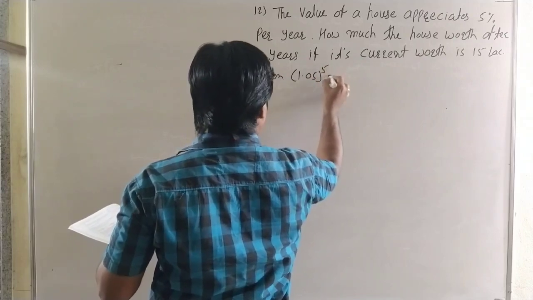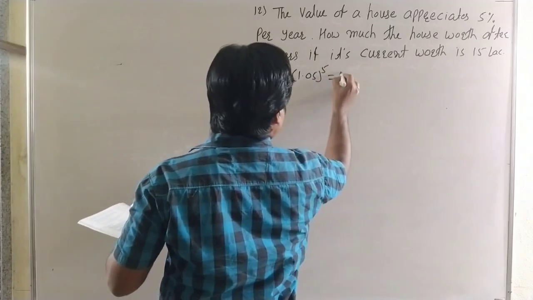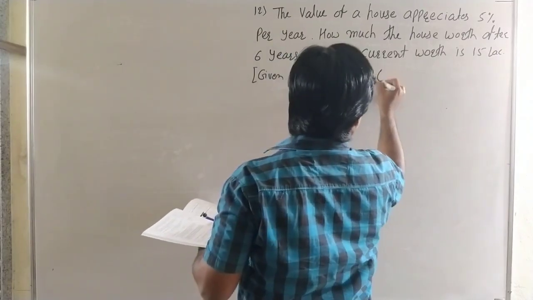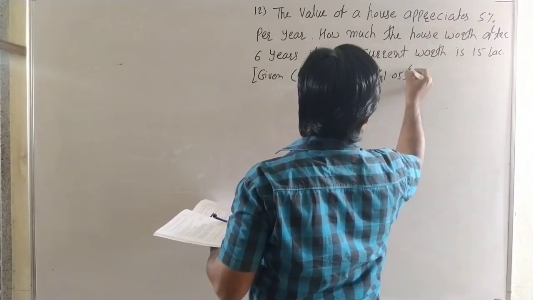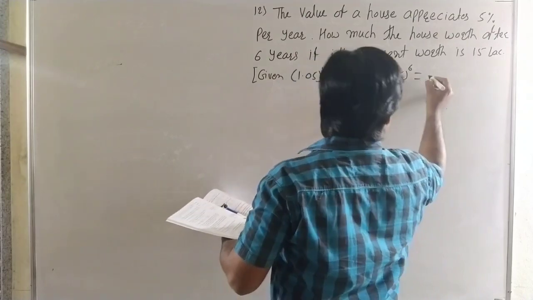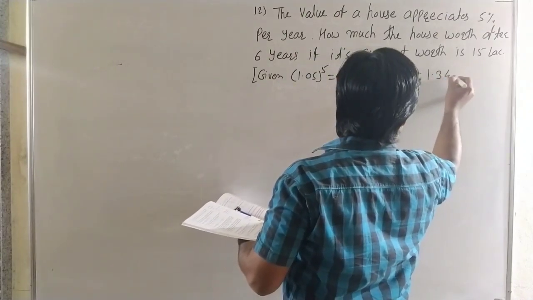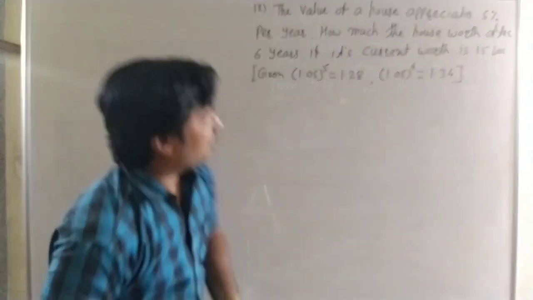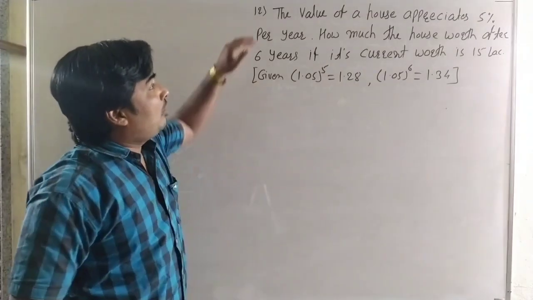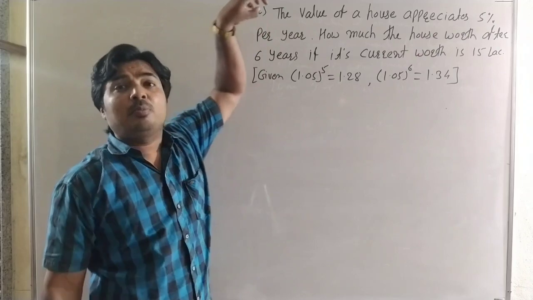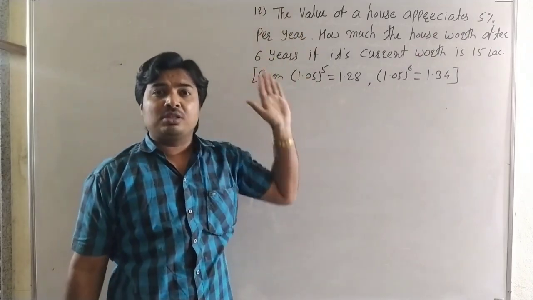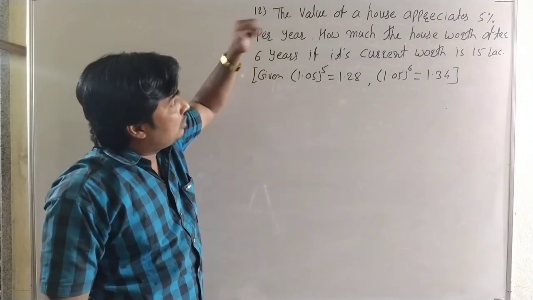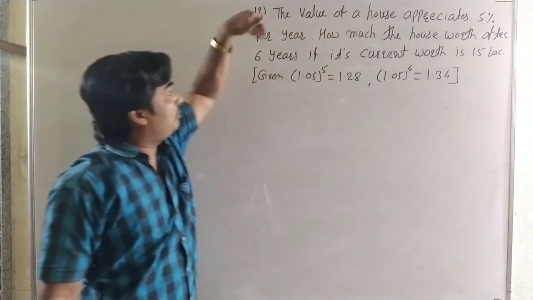1.05 to the power 5 is equal to 1.28, and 1.05 to the power 6 is equal to 1.34. Okay, now see this example carefully. Here the value of the house appreciates 5% per year. How much is the house worth after 6 years if its current worth is 15 lakh?